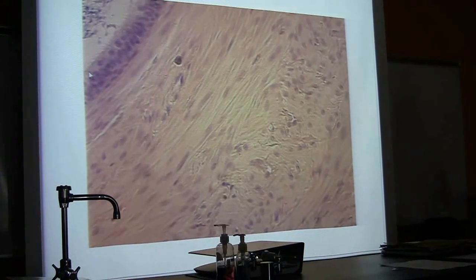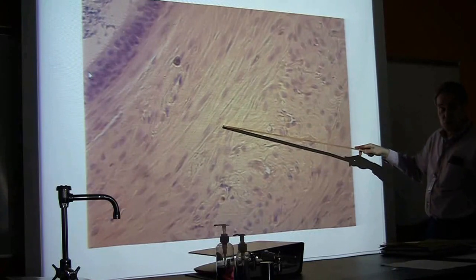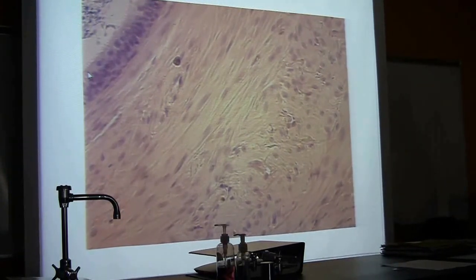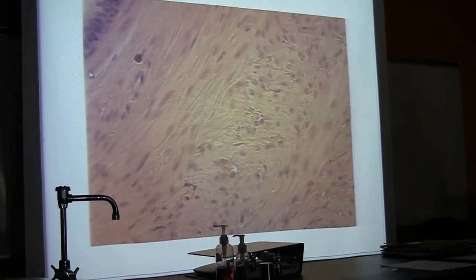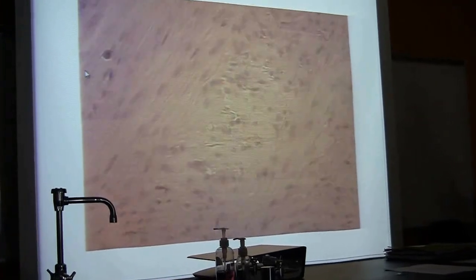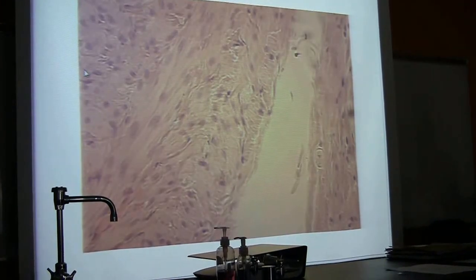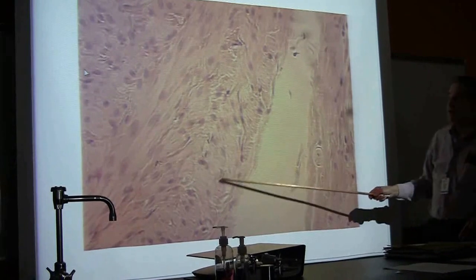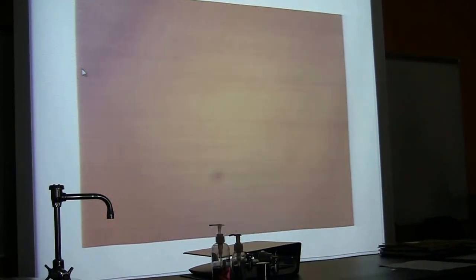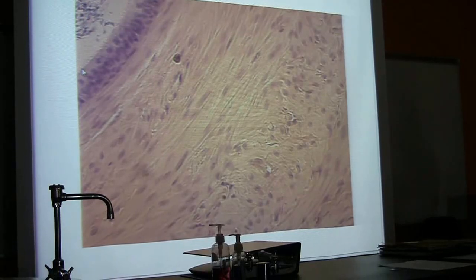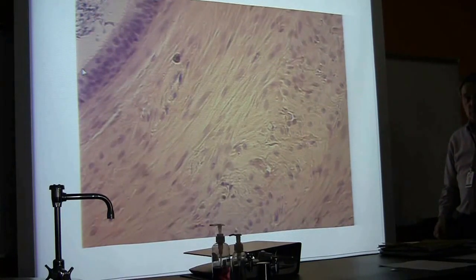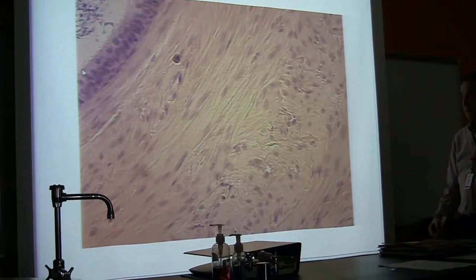The arrangement differs. Inner, longitudinal, middle, circular, and outer, also longitudinal. There's longitudinal right here as well. You've got three layers of smooth muscle. Here we get longitudinal, then circular, and then longitudinal, like we saw in the wall of the urinary bladder. So it's like the urinary tract tubes: inner longitudinal, middle circular, outer longitudinal.